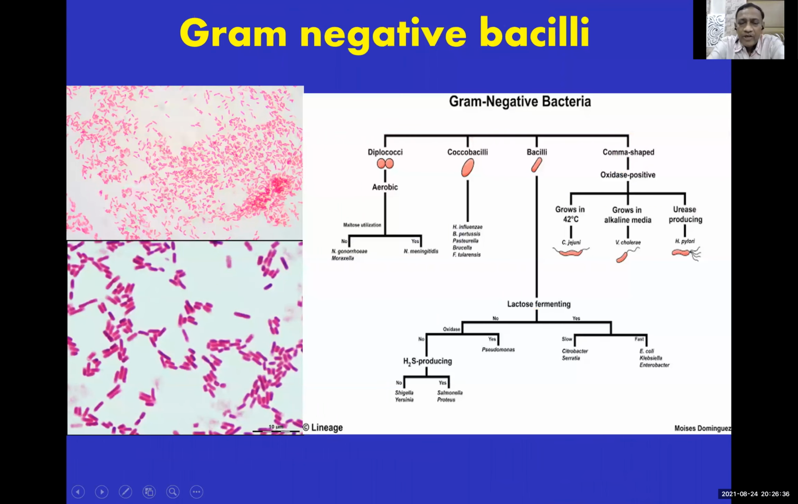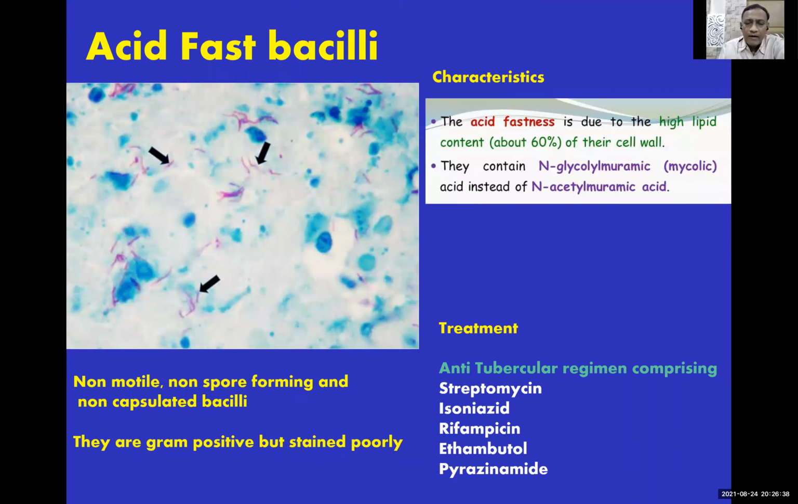Then the AFB or acid-fast bacilli. They are non-motile, non-spore forming, and non-capsulated bacilli. They are gram-positive but stain poorly. And acid fastness is due to the high lipid content of their cell wall. Then a relevant question may be asked about ATT and how you do the gram stain or Ziehl-Neelsen stain.